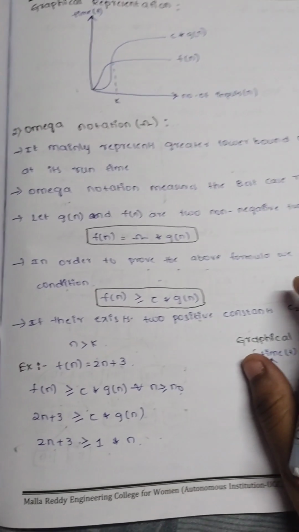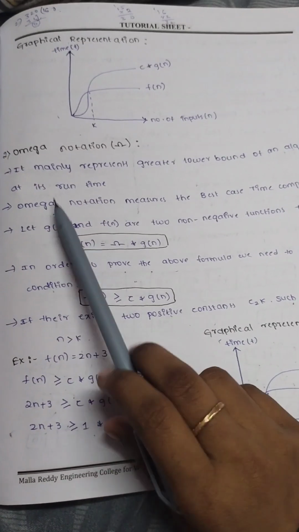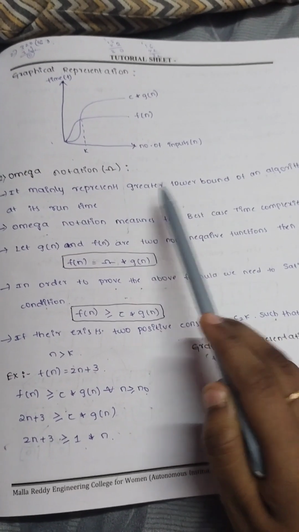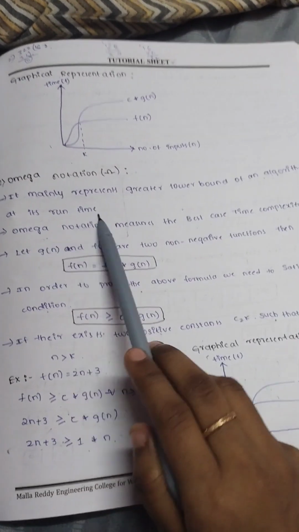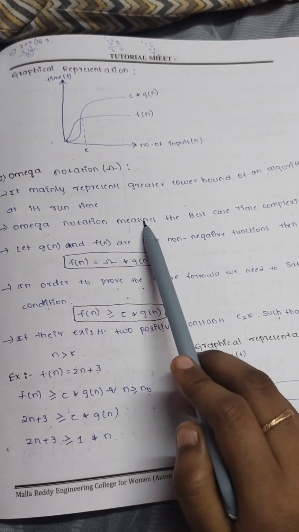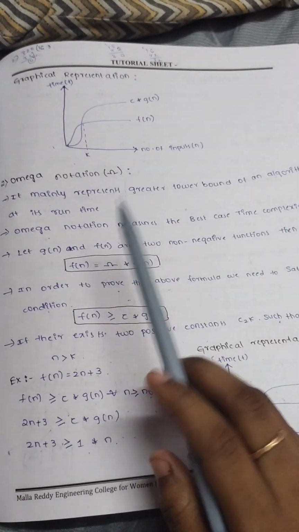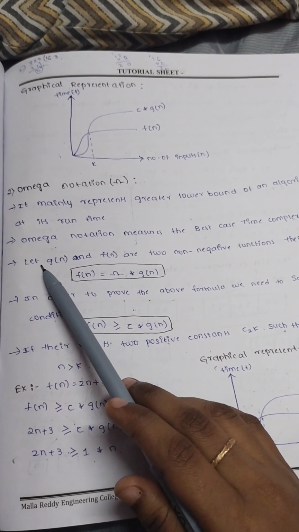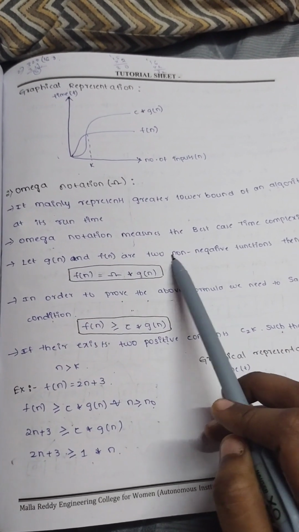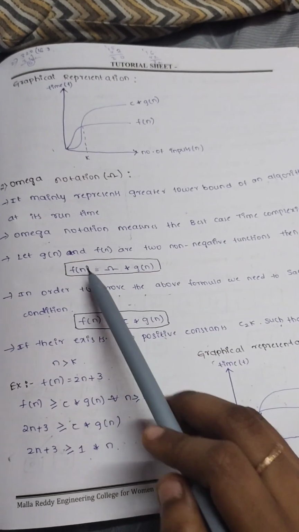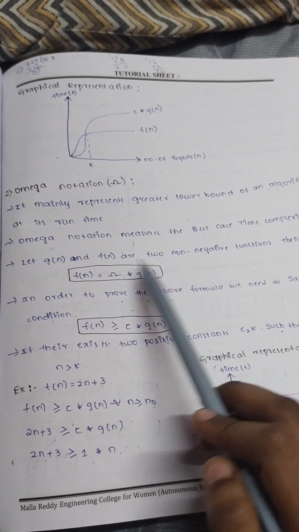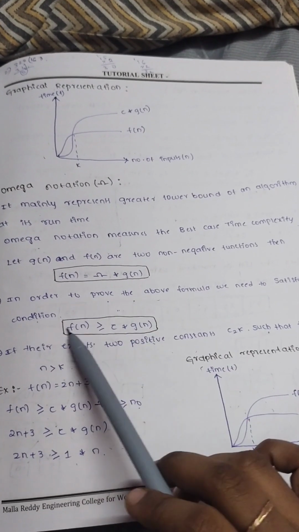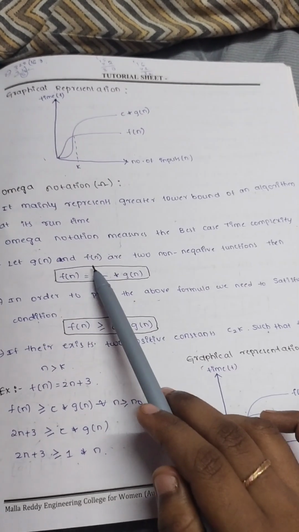Next, coming to the second one, omega notation. Omega notation mainly represents the greater lower bound of an algorithm at its runtime. Omega notation measures the best case time complexity of an algorithm. Let g of n and f of n be two non-negative functions for omega notation. So f of n equals omega of g of n. In order to prove this formula, we need to satisfy a condition.